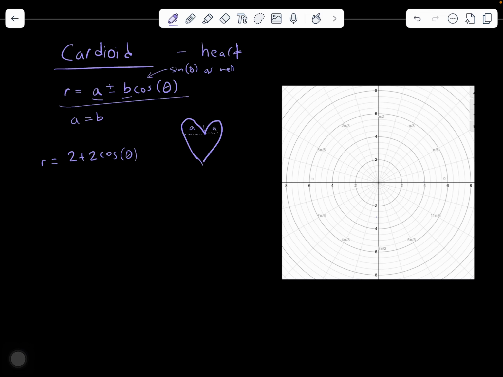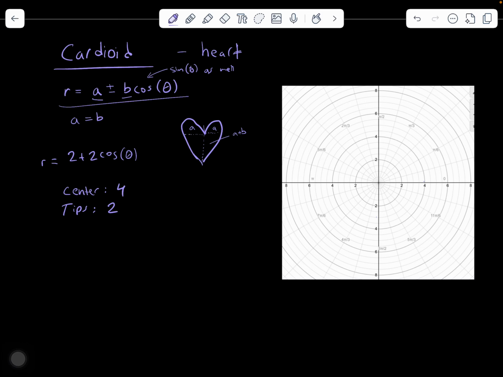However, from this tip of the center to the bottom tip, that is A plus B. So in this example, we're going to have our center, per se, at a length of A plus B, which is 4, and we're going to have our two tips at a length of A, which is just 2. So now we can go and graph this.